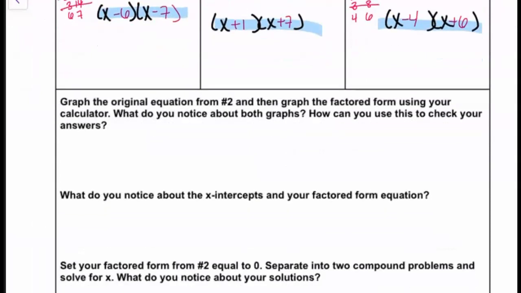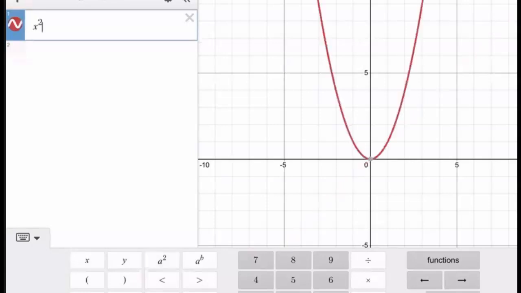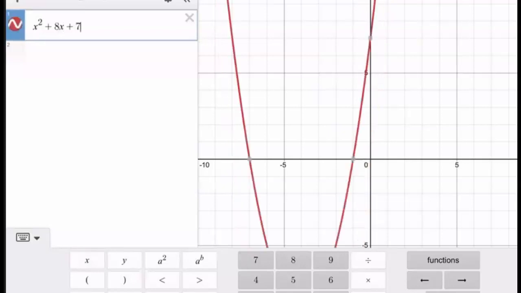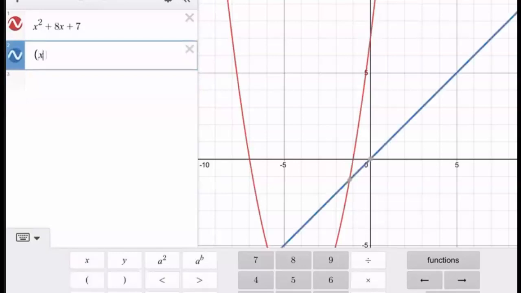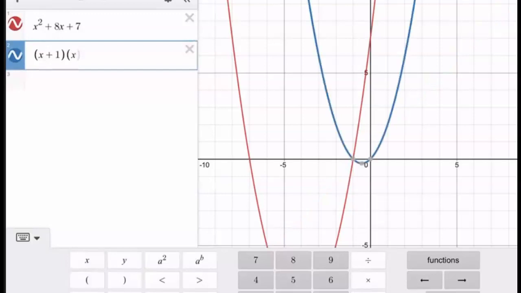If you graph the original equation from number 2, and then graph the factored form using your calculator, what do you notice about both graphs? How can you use this to check your answers? So let's try that. So we're at Desmos, and I'm going to graph my original equation from number 2, which was x squared plus 8x plus 7. And then I'm going to graph my factored form. So we found parentheses x plus 1 and parentheses x plus 7.